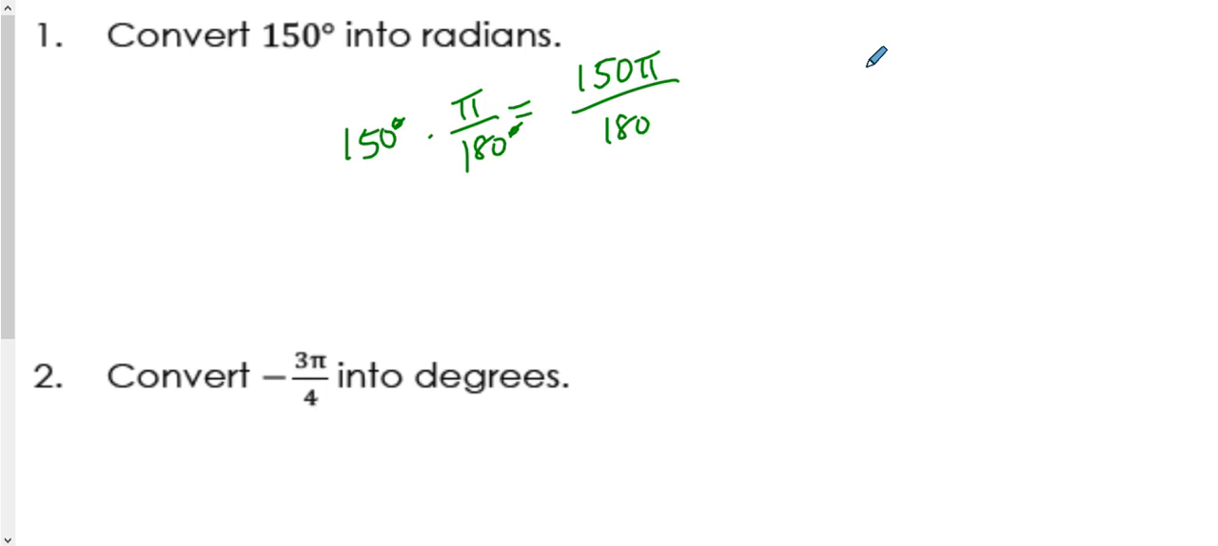So what number goes into 150 and 180? Go ahead and knock the zeros off. That makes it easy. So it's 15 pi over 18. And what number goes into 15 and 18? I hope you guys know that 3 does. 3 goes into 15 5 times, and 3 goes into 18 6 times. So this is 5 pi over 6. That is the radian measure that is equal to 150 degrees.